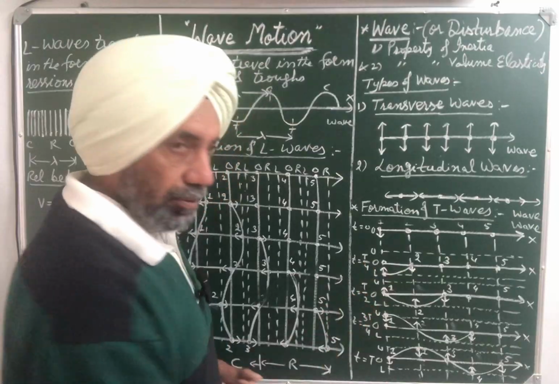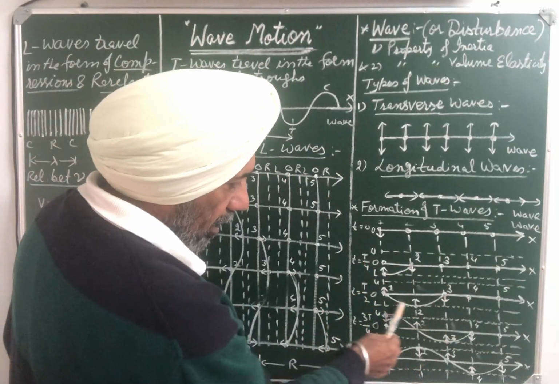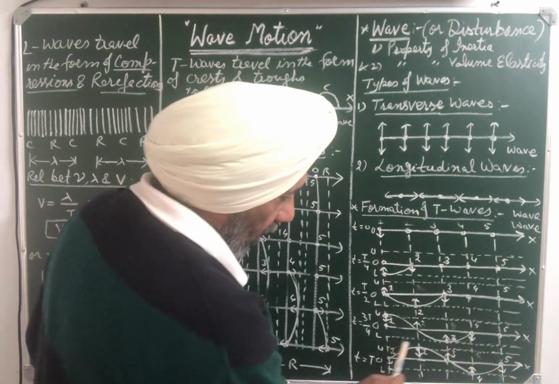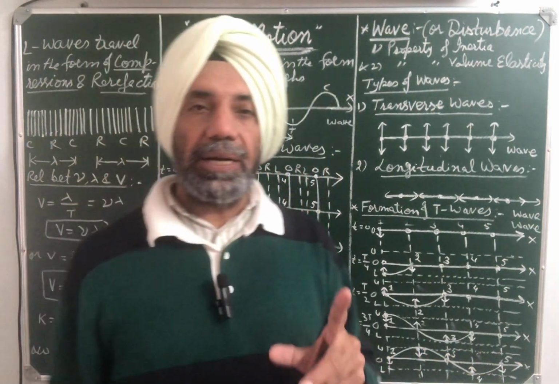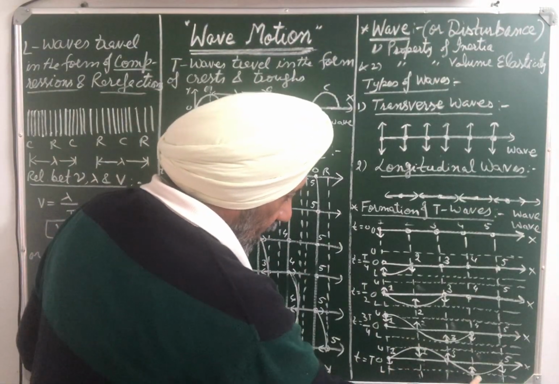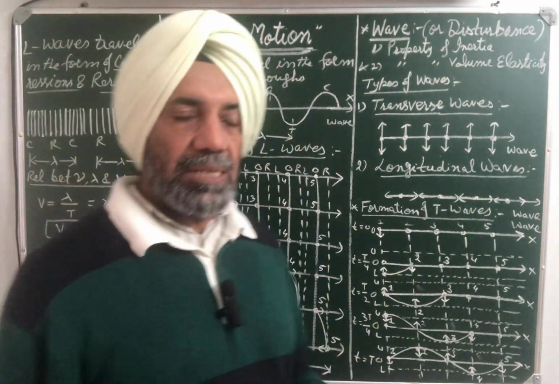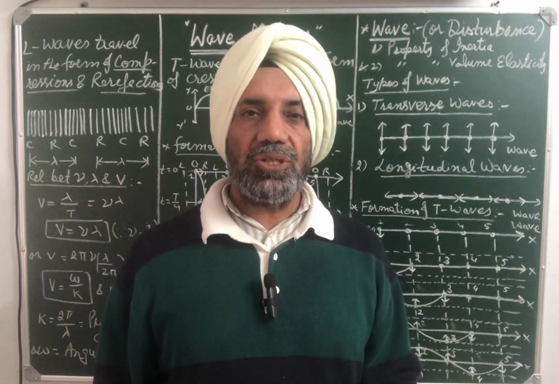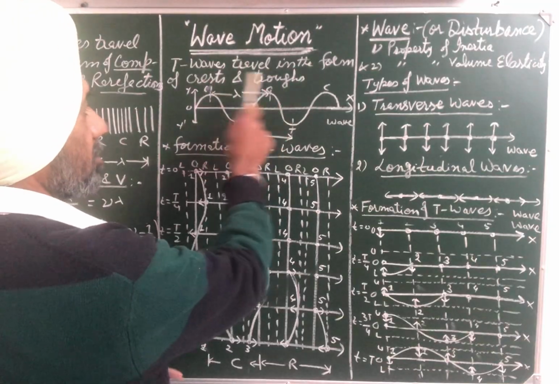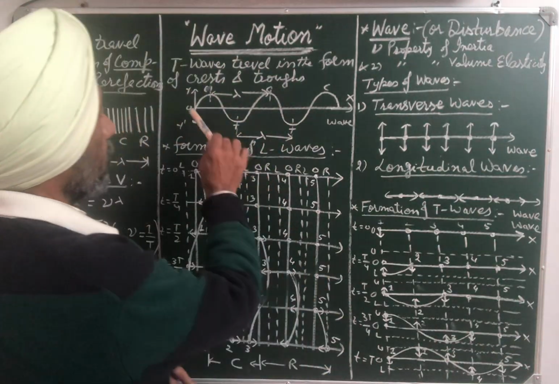Only 1/4 of a trough is formed. Then one trough is formed. Half crest and one trough is formed. One crest and one trough are formed during one time period T. So this is called a crest, this is called a trough. It means transverse waves travel in the form of crests and troughs like this.